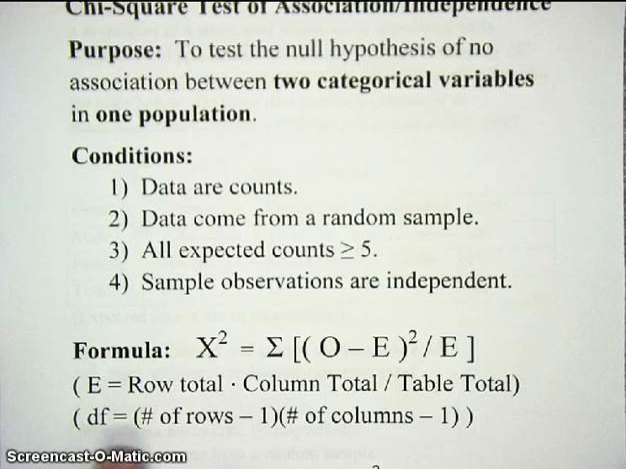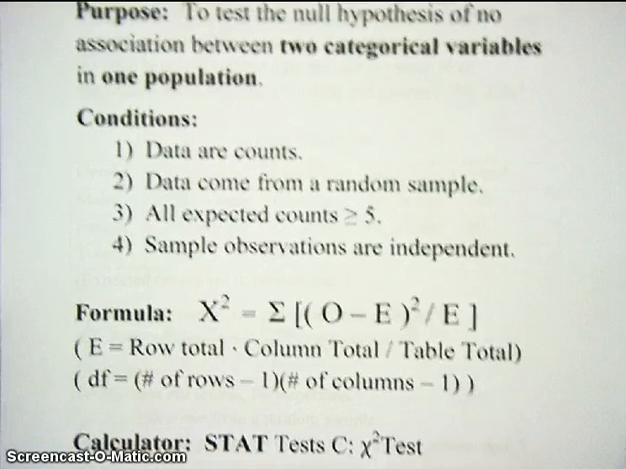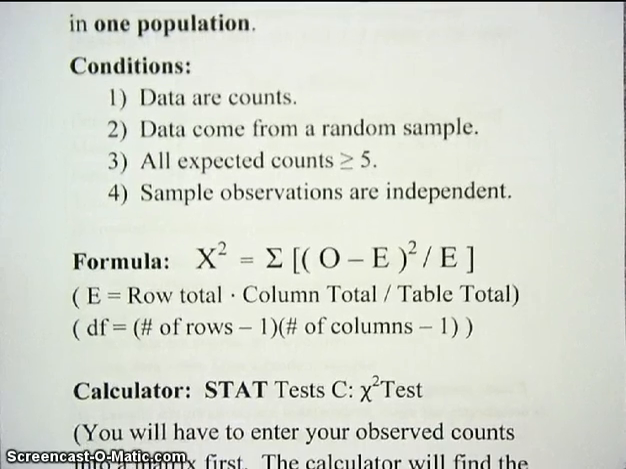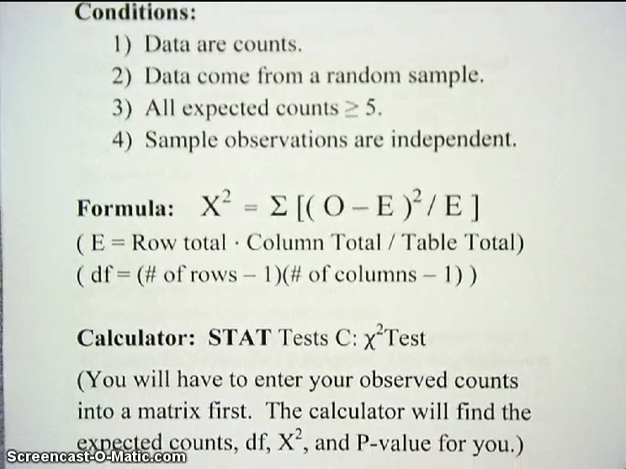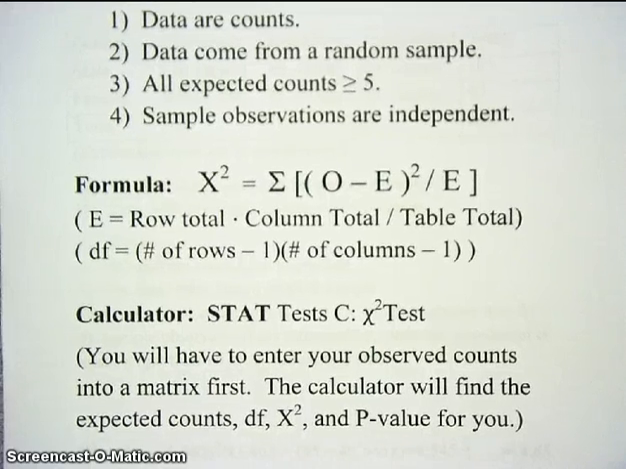The expected counts are calculated by multiplying the row total times the column total divided by the table total, and the number of degrees of freedom will be equal to the number of rows minus 1 times the number of columns minus 1. On your calculator you can find this test at Stat Test C, chi-square test. This is available on both the TI-83 and the TI-84. You're going to have to put your observed counts into a matrix first before you run the test, and then the calculator will find the expected counts, degrees of freedom, chi-square, and p-value for you.